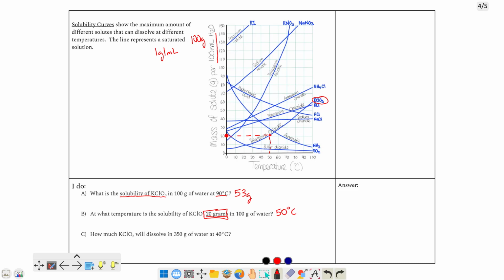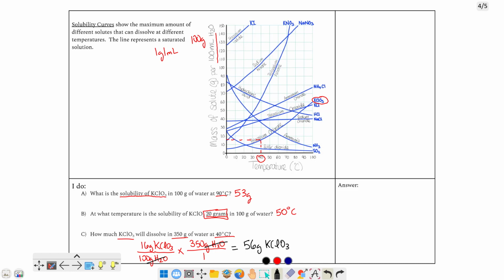For C, we want to know how much of this substance will dissolve in 350 grams of water at 40 degrees C. So let me clean up my graph real quick. So I'll start here, and I'm going to move up to that potassium chlorate line and come straight across. Now I'm going to say that's 16 grams, and that was over 100 grams of water. And so we can just turn that into a conversion problem and say we have 350 grams of water, and we can just put that over 1. And both of those units will cancel out, and so we can just finish that math on a calculator, and when you do that, that's going to get you 56 grams of KClO3.